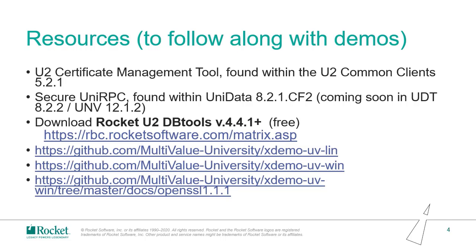Some suggested resources to follow along with the demos here. Our U2 Certificate Management tool that's found within the U2 Common Clients version 5.2.1. That's a free download from our product matrix. The Secure UniRPCD, that's found in UniData 8.2.2 and UniVerse 12.1.2, though it is out in some of the late 8.2.1 UniData hotfix releases.